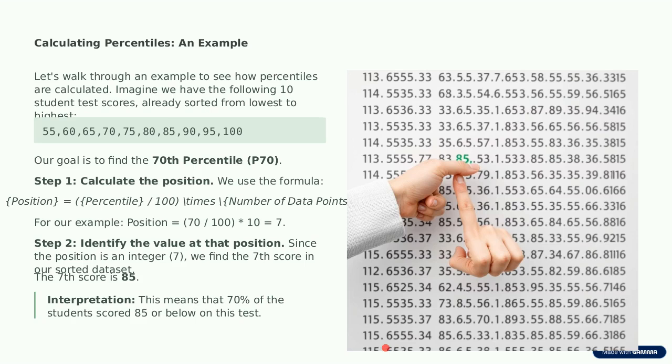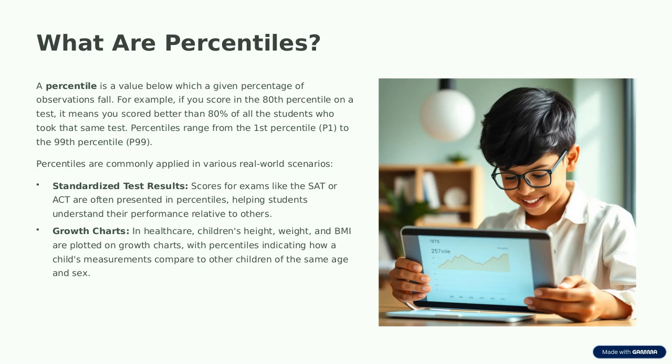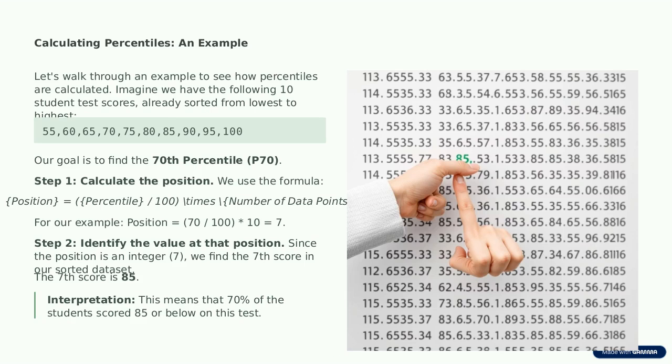Okay, so I'm just going to go over this again. Everyone listen attentively. To calculate percentile is simple. I've explained before that percentile is simply the percentage. It's a value below which a given percentage of observations fall. So now we have a question: calculate the 70th percentile, that's P70, of the data set 55, 60, 65, 70, 75, 80, 85, 90, 95, 100.